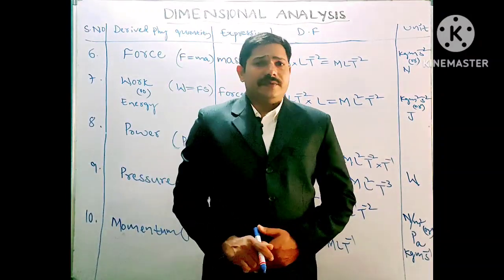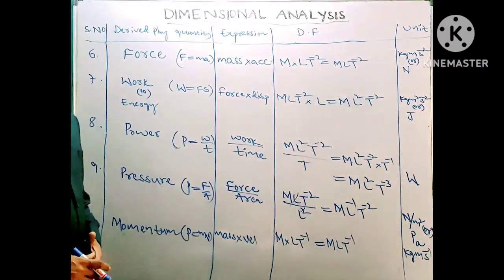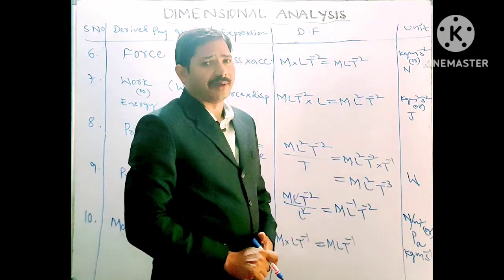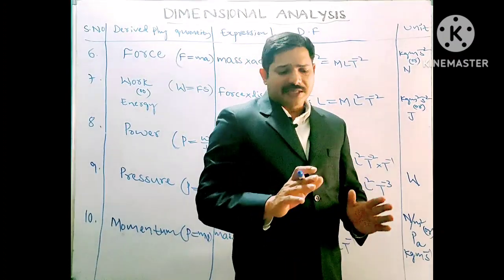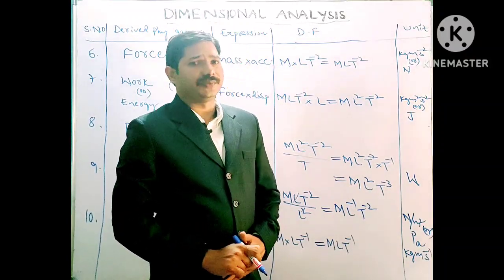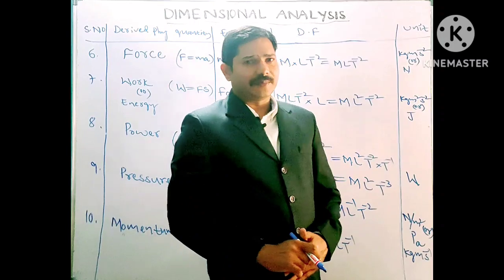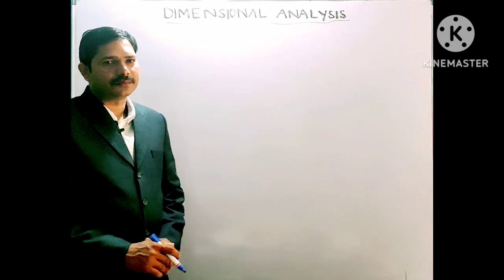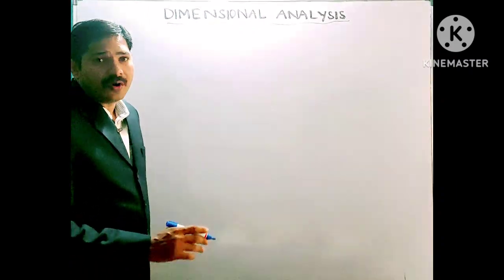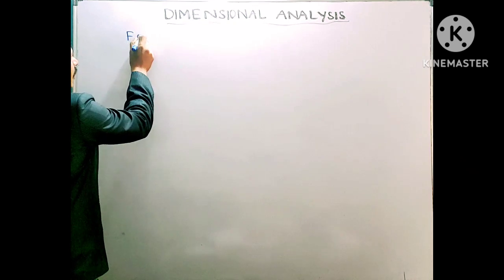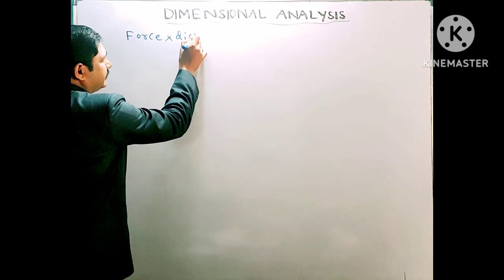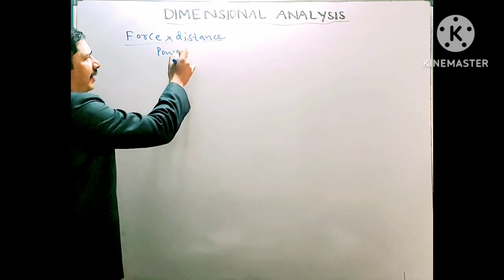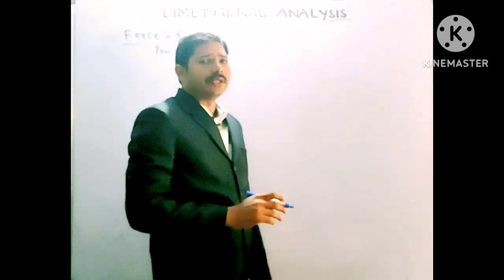So just now we discussed the 10 dimensional formulas. Okay, so what is the use of this dimensional formula? Just as an example, I'll give a problem showing how they'll ask in examination. Okay, just I'll discuss one problem. If one question I'm giving, the dimension of ratio of force into distance by power is dash. They're asking.